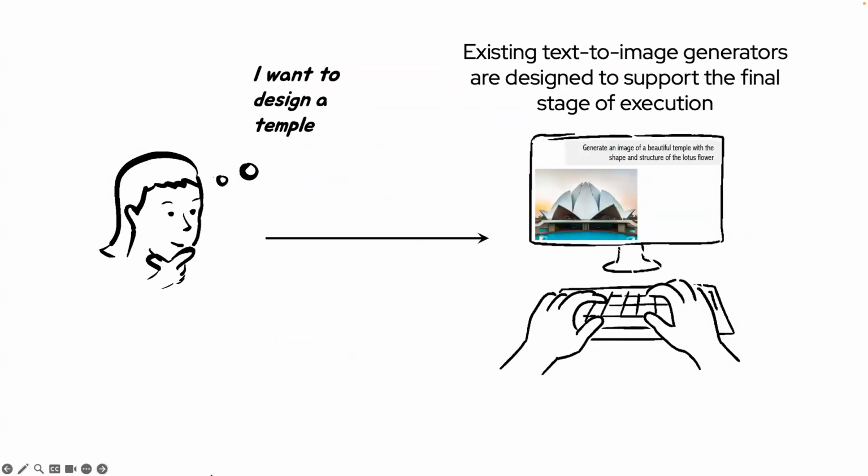Probably all of you have played with these models that we have recently, text-to-image models. These are great, but they are designed to support a very specific stage of creation, where ideas are already fully formed. We have a very clear vision of what we want to create, and the assumption is that we can represent it with a prompt and generate an image. So someone decided that this is how it works.